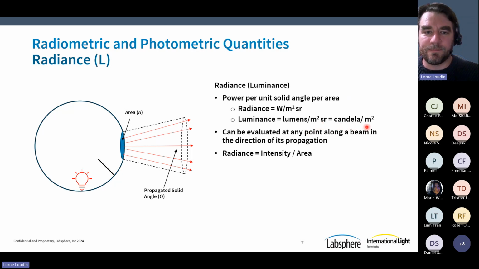per meter squared. What's nice about this, and what I like about the photometric unit when we're thinking about radiance, is that candela is intensity, right? So radiance is equal to intensity divided by the area. And I just really like how the photometric unit shows that.